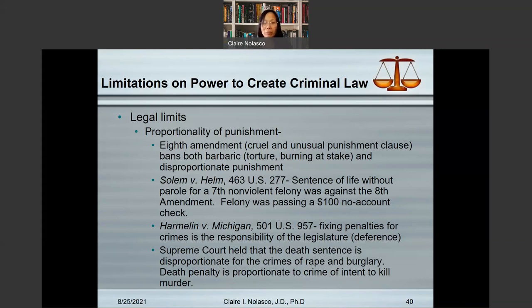In another case, Harmelin versus Michigan, the U.S. Supreme Court said that fixing penalties for crime is the responsibility of the legislature. So the Supreme Court would defer to the judgment of the legislative branch. The Supreme Court also held that the death sentence is disproportionate for crimes of rape and burglary, meaning that death cannot be imposed on an offender who is guilty of rape and burglary. And the only time you can impose the death penalty is for the crime of intent to kill murder.